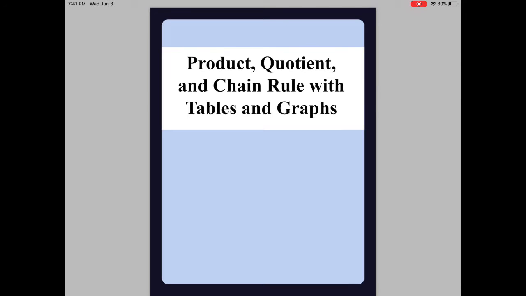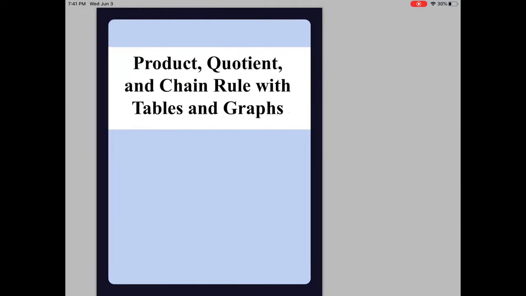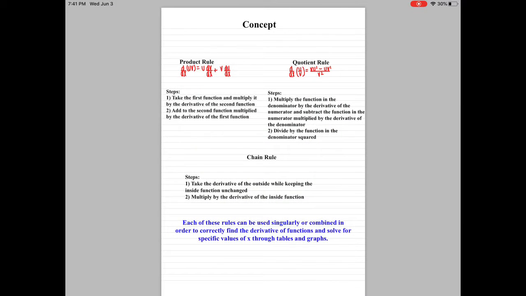Today we will be learning how to apply the product, quotient, and chain rule to tables and graphs. These rules are vital in calculus in order to correctly compute the derivatives of two or more differentiable functions.